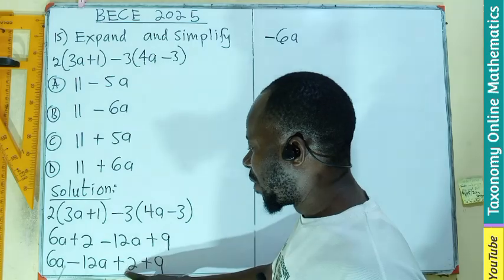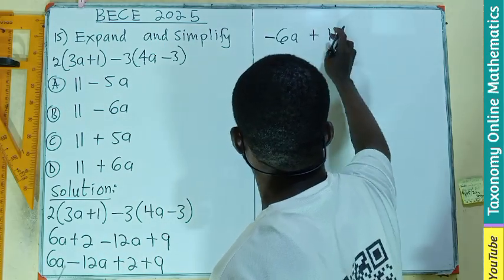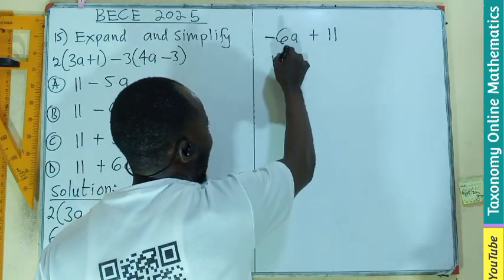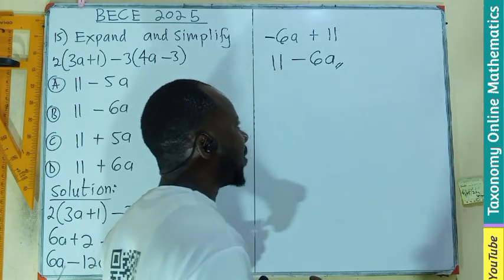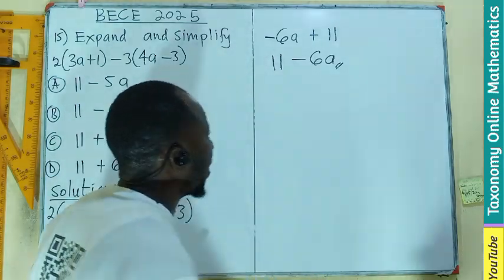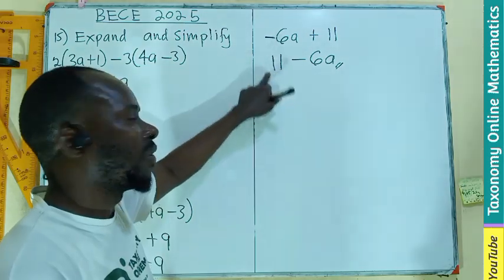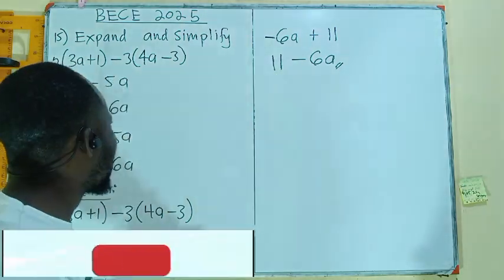Then I still have 2 plus 9, which is going to be 11. But remember, this can also be rearranged, as in 11 coming first before minus what? 6a. This will be the final answer. Don't forget, this plus will not come here. The plus is for positive 11. So we can write 11 without the sign, showing it's positive.